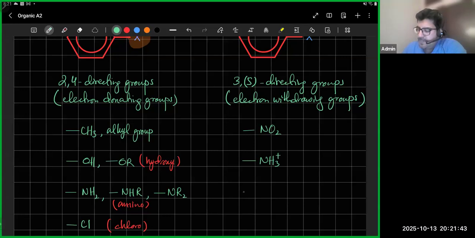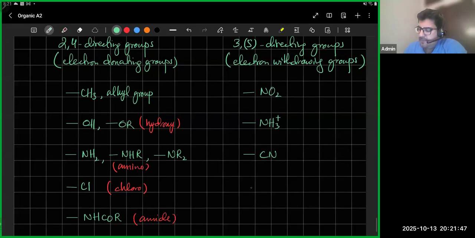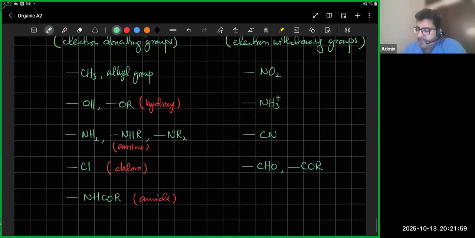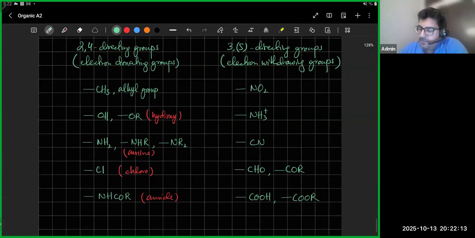So you've got nitriles, they are also electron withdrawing. And then you have aldehydes and ketones. A ketone would be written as COR. Then you've got carboxylic acids and their derivatives. So if you have a carboxylic acid or maybe an ester, which is going to be COR, it's going to have a carbon chain at the end. So these are all electron withdrawing groups.